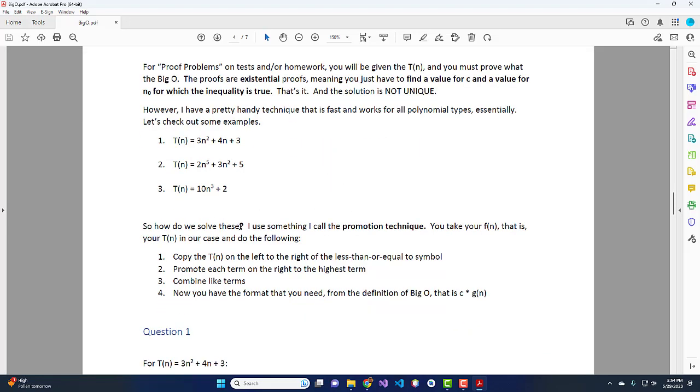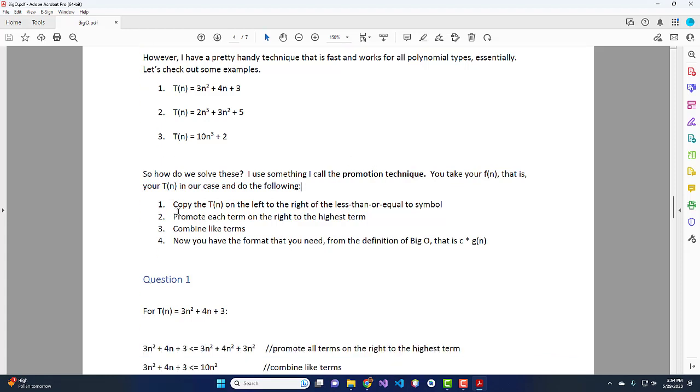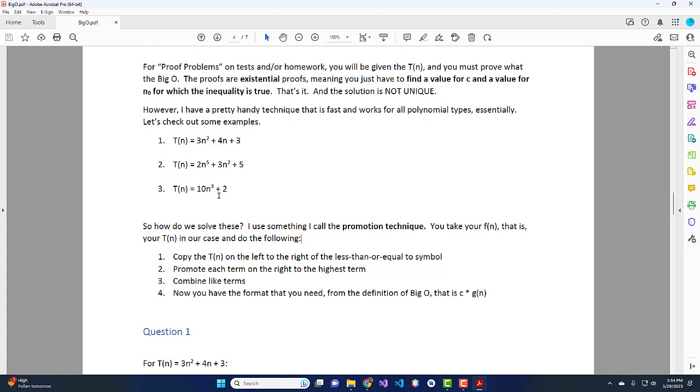So how do we solve these? I use something called the promotion technique. I don't know that everyone calls it that, but this is a technique that is used in many different books, or at least something similar to it would be used. So I like to do it this way. Here are the problems, the examples we're going to be working with.